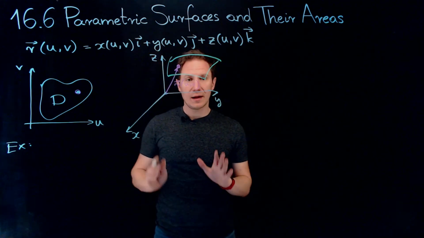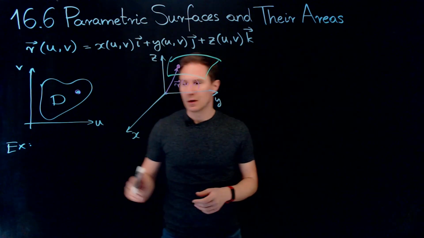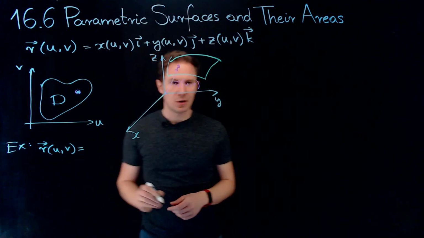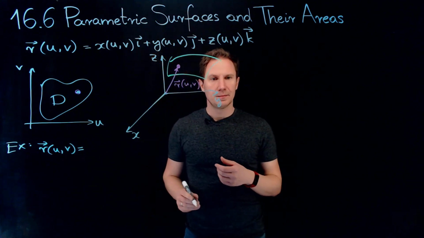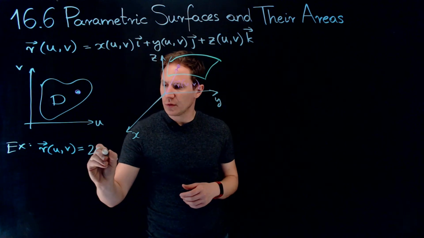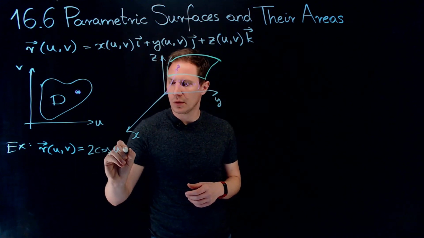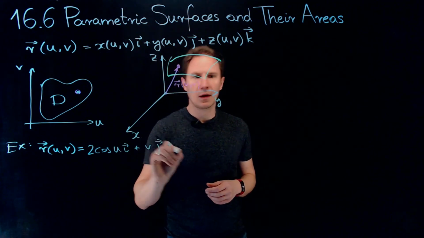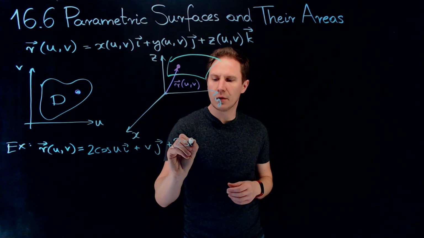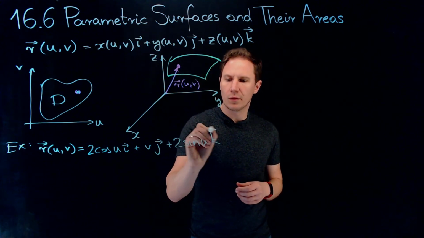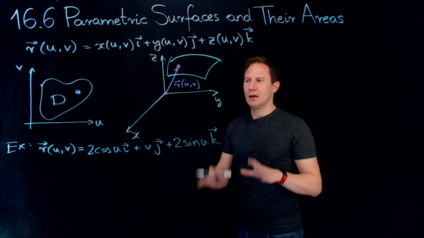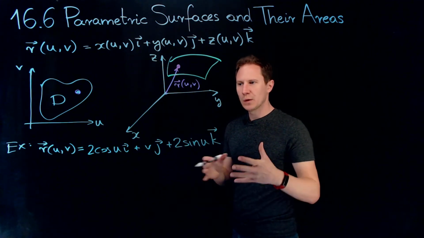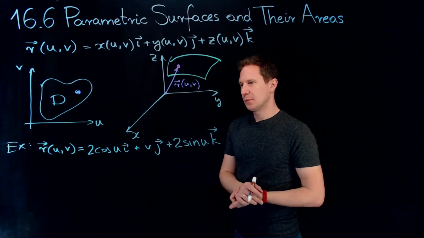Try and identify what surface you get if you take the vector function r(u, v) with components 2 times the cosine of u, v, and 2 times the sine of u. So pause the video and give your answer below as to what this surface would look like.